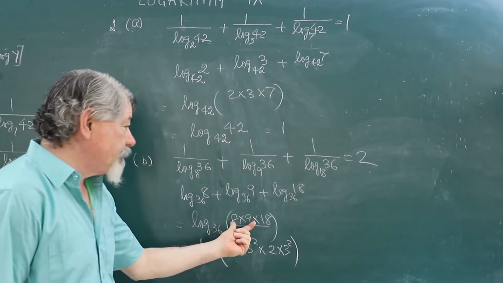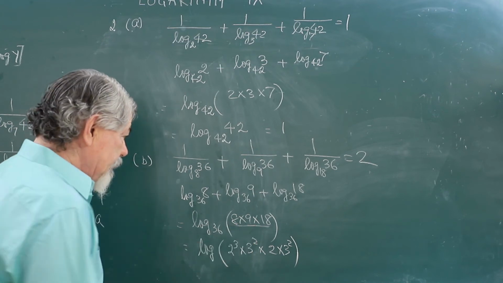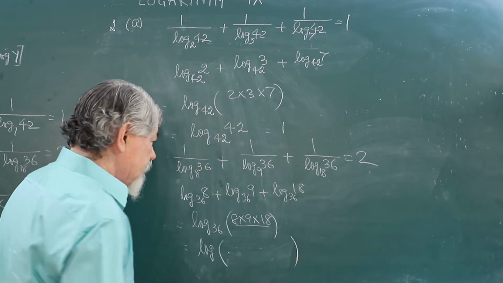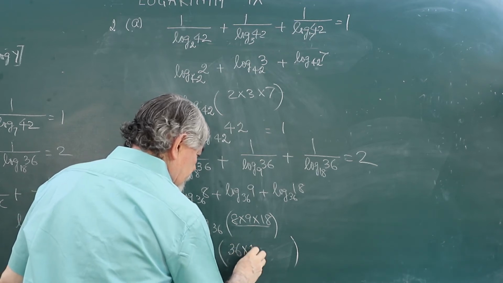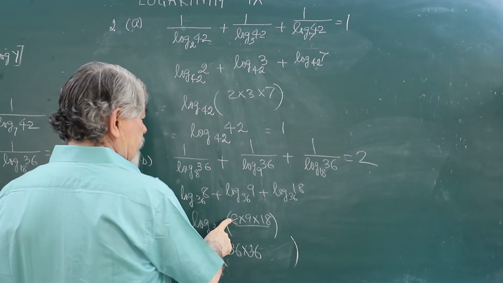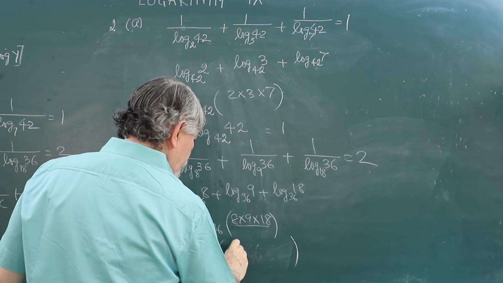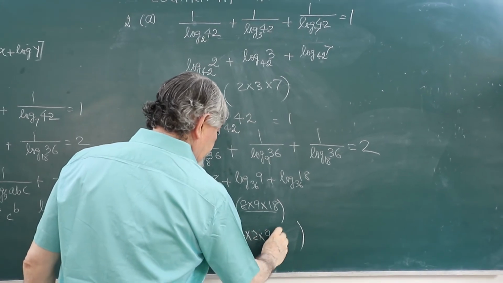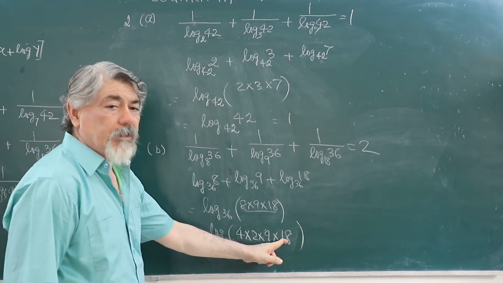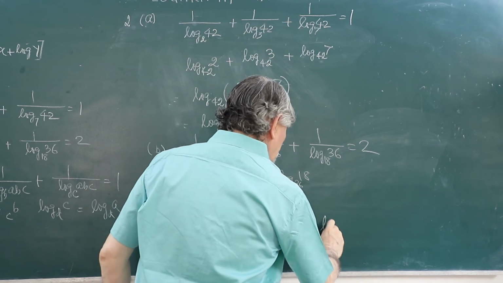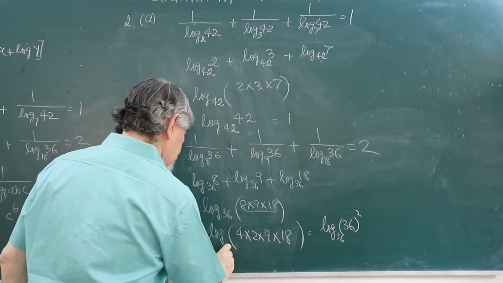What I'll do is I'll try and bring here 36. I could have done it also simply by writing 36 into 36. Why? Just see it. 4 into 2 into 9 into 18. 9 into 4 is 36, 18 twos are 36. So it will become log 36 to the power 2, and the base is 36.